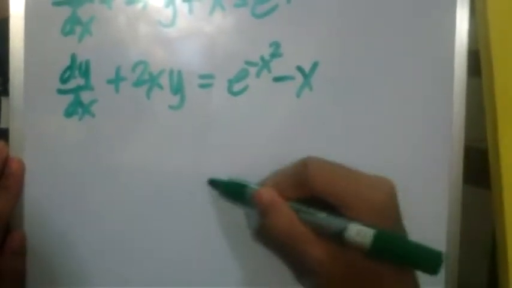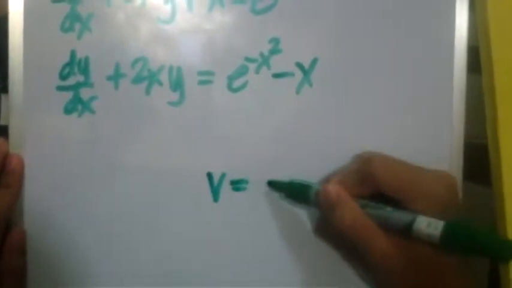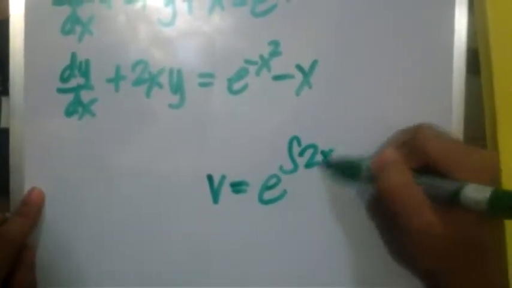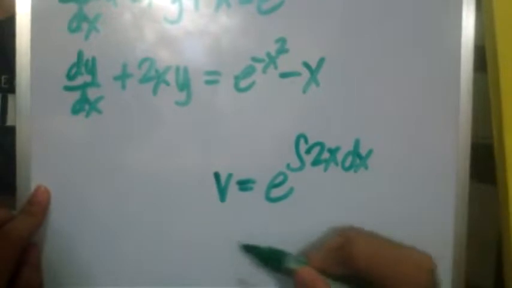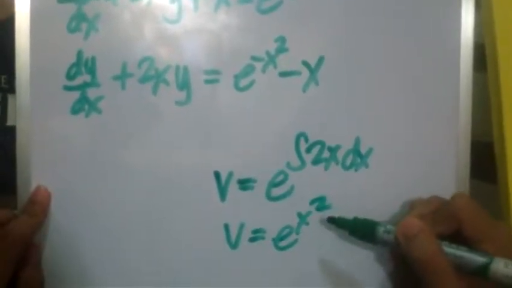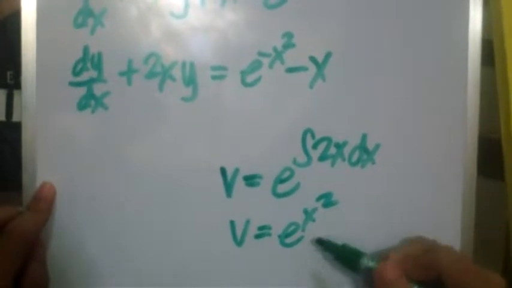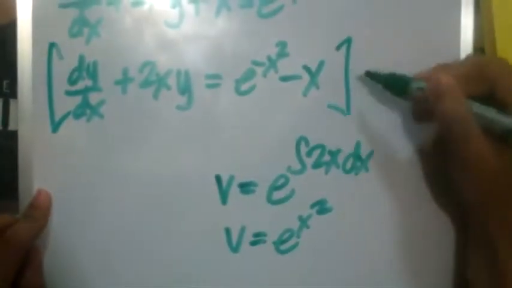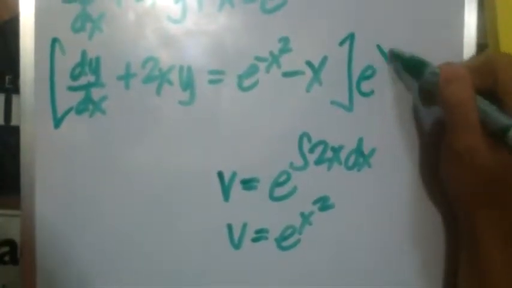So we have v equals e to the integral of the function 2x dx, so v equals e to the x squared. So our v equals e to the x squared. We will multiply this to the equation, e to the x squared.